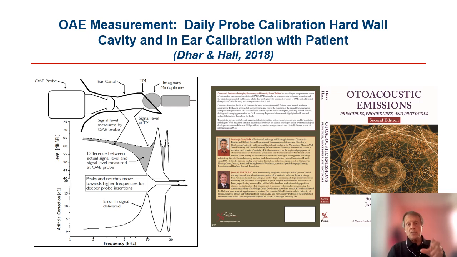With OAEs, there is a microphone, of course, inside the probe, so we can actually calibrate the intensity of the stimulus in the ear of the person we're testing. That's very different than any other auditory measurement. Typically, we're using standard data for calibrating equipment and not using the patient's ear. But with OAEs, we're actually calibrating the stimulus intensity in the ear. But of course, the probe has to be properly calibrated to do that.